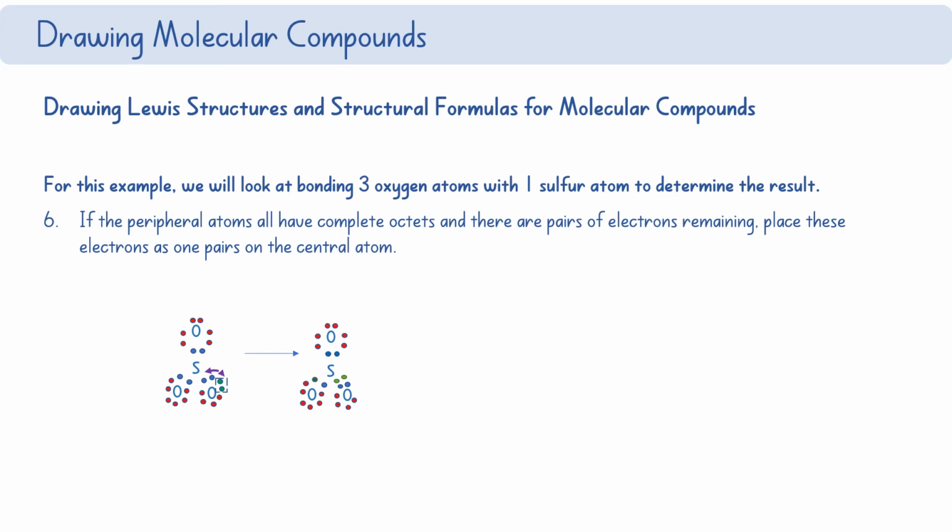Some are being shared, which makes it covalent bonding. But you can see that the sulfur has a complete octet now. And the purple arrow on the first diagram shows the sharing of the electrons between the bottom oxygen.